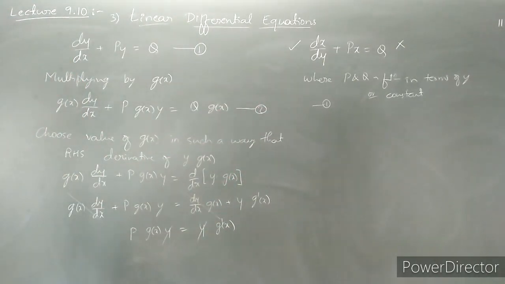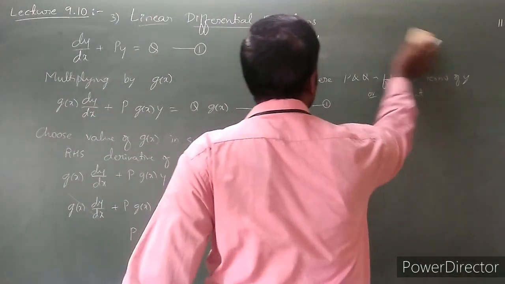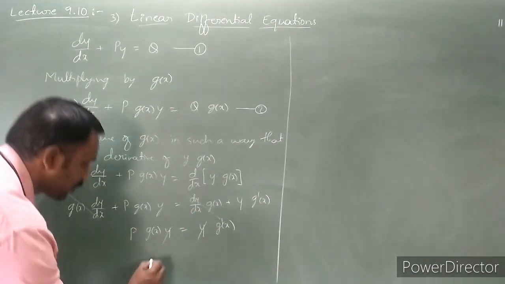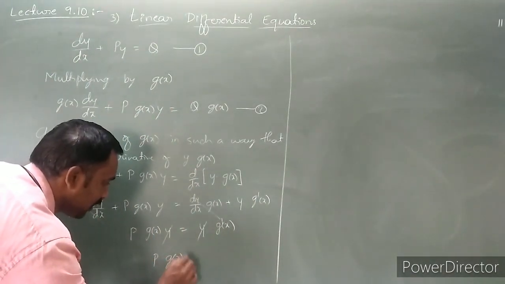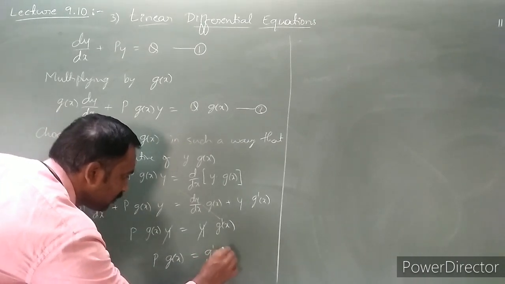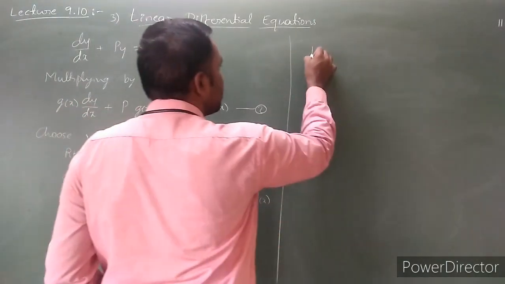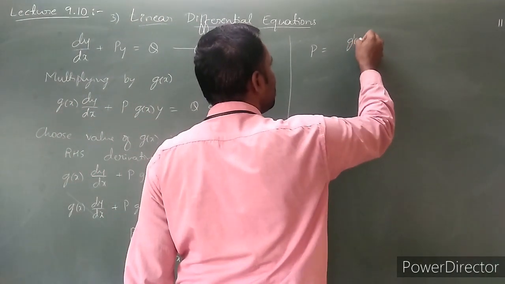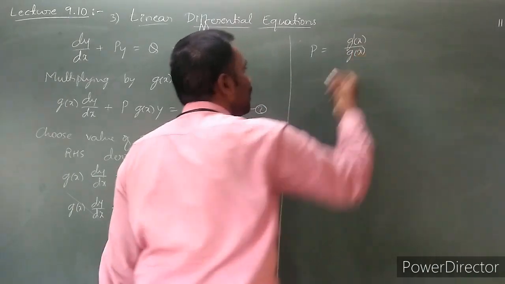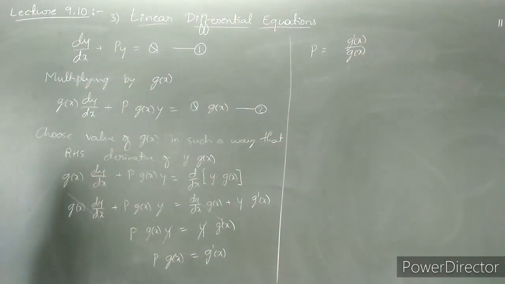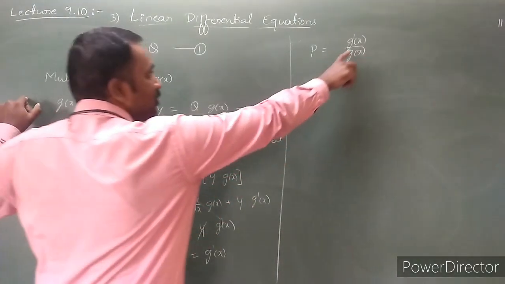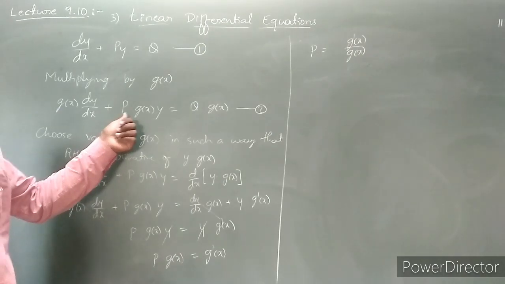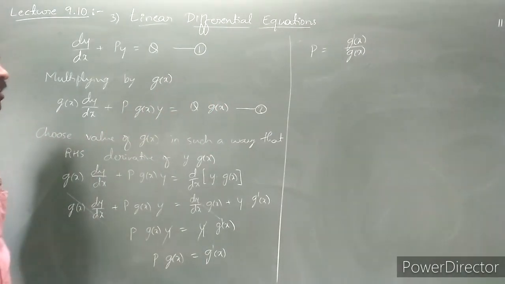I just continue that. Here, p into g of x is equal to g dash of x. We just got the p value. What is the p value? Shifting the g of x to the right hand side, p is equal to g dash of x divided by g of x. Here we can replace the p value as g dash of x divided by g of x.